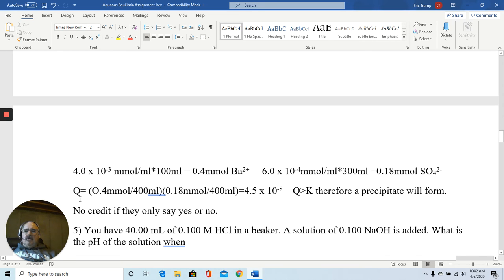So this is the Q, or also called the IP, the ion product. And that gives us 4.5 times 10 to the minus 8th. Because Q is greater than K, a precipitate will form. If you only say yes or no with no calculation, there will be no credit given.